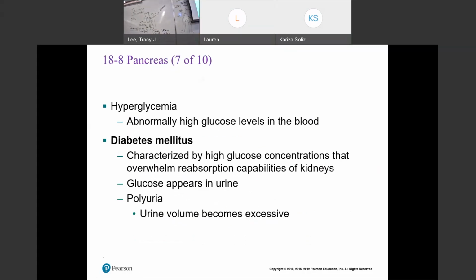All right, a couple terms you should know. Hyperglycemia is abnormally high glucose levels in the blood. And diabetes mellitus is a high glucose concentration that kind of overwhelms the reabsorption capabilities of the kidneys. What does that mean? I have such high glucose levels in my blood that your kidneys are working overtime to try to filter that glucose out. But it messes up my concentration gradient. Where does water go? If water can move through a membrane, where does it move to?